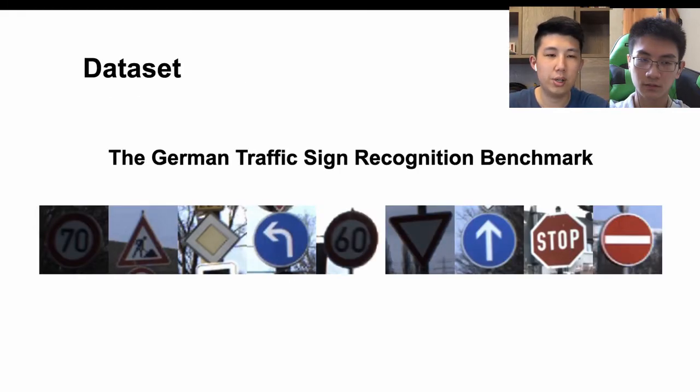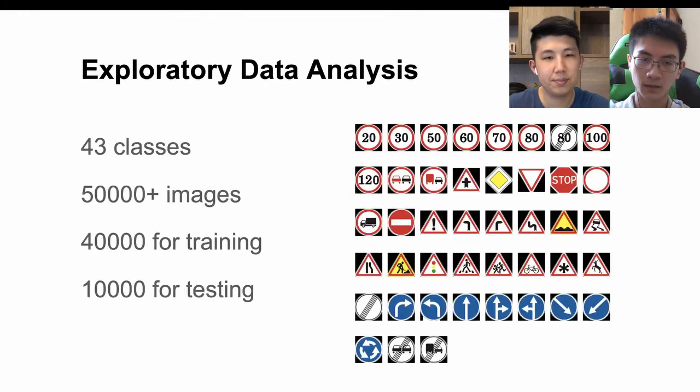The dataset we're using is the German traffic sign recognition benchmark, or the GTSRB, which is freely accessible on the internet. In general, the dataset includes 43 classes and 50,000 images. The dataset has already been split into training set and testing set. For training set, there are 40,000, and for testing set, there are 10,000.